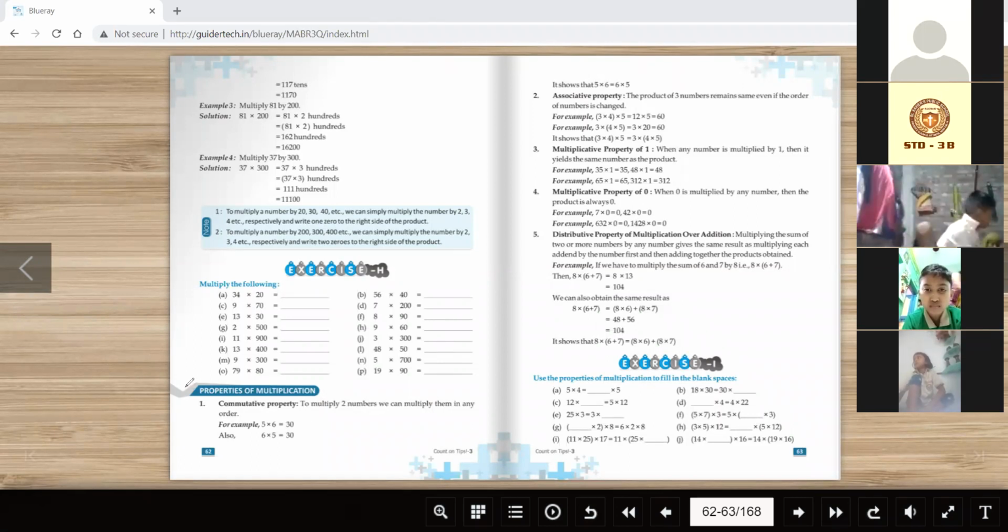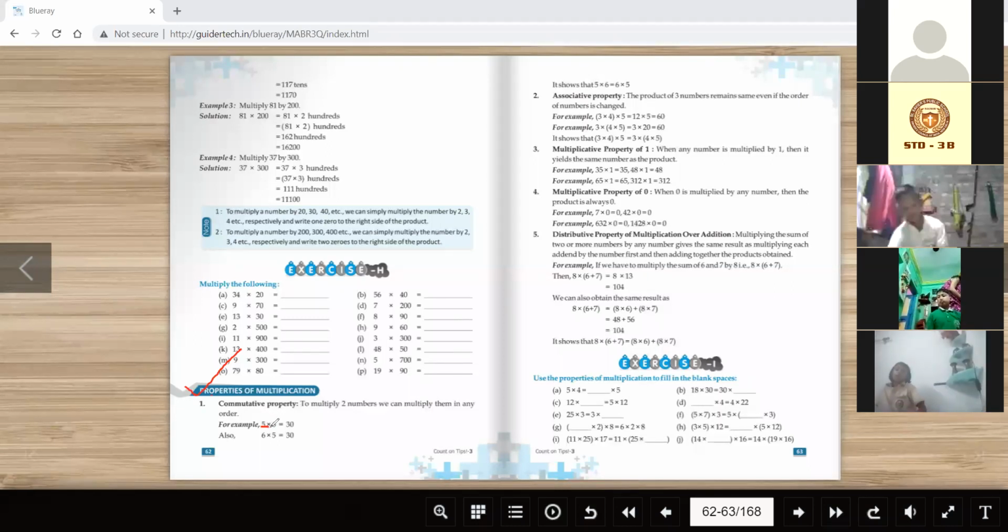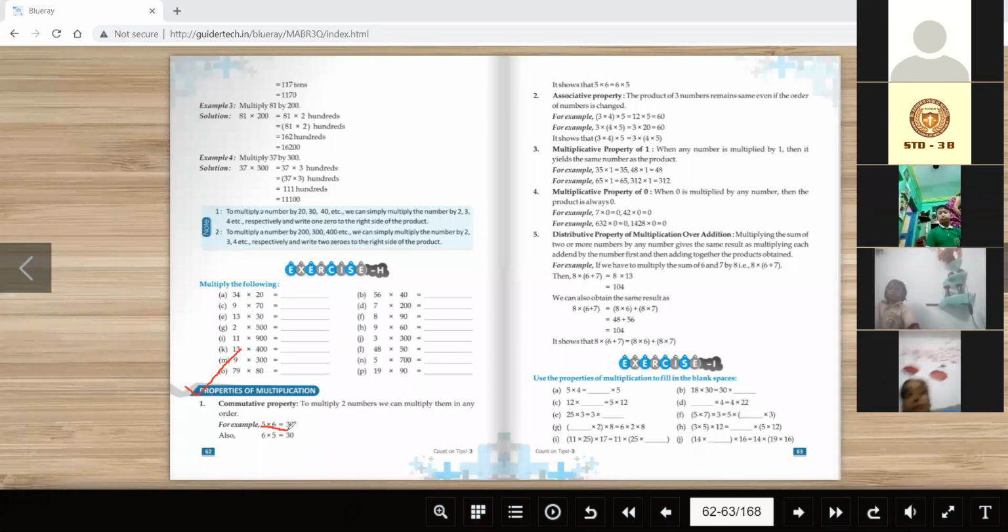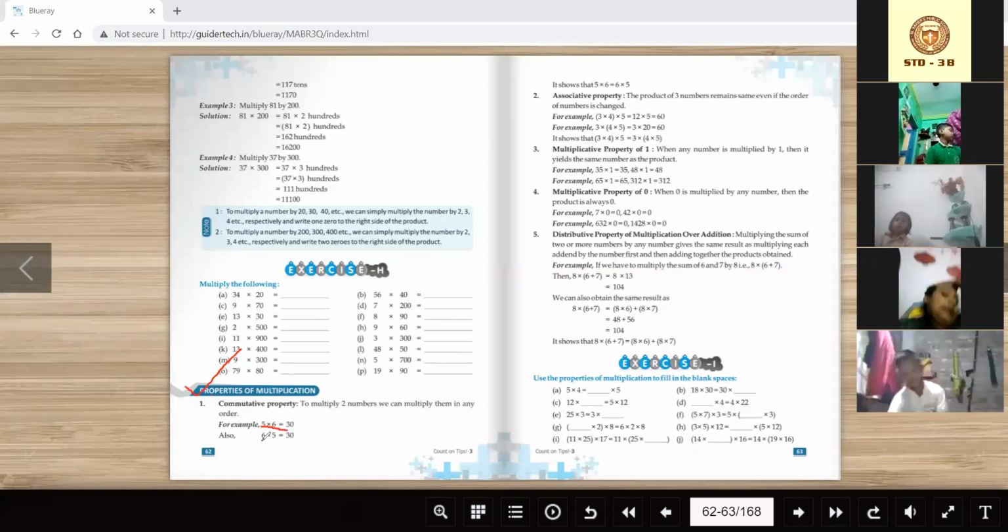First I will make you understand these properties. These properties, from here we will start. After that, we will complete the exercise. So first is the commutative property. Commutative property means, see, first we will go to the example: 5 into 6 equal to 30, and 6 into 5 is also 30. That means we can write 5 first then 6, or we can write 6 first then 5.